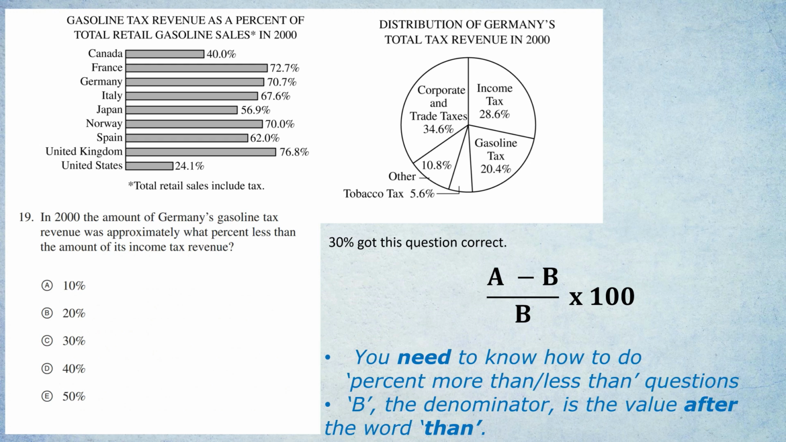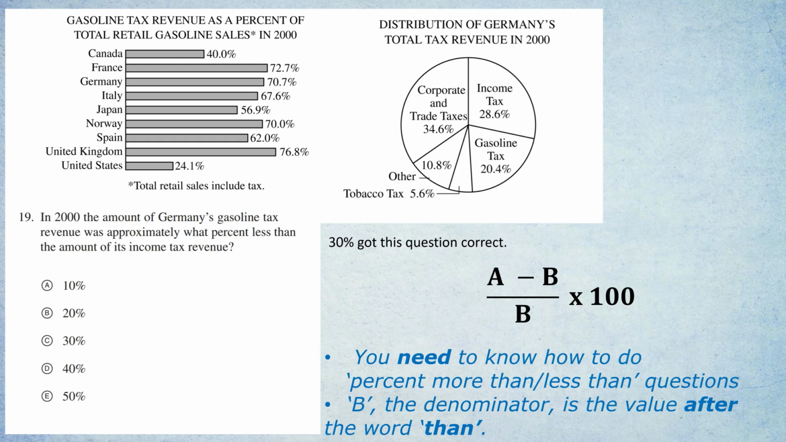Okay, let's do it. In 2000, the amount of Germany's gasoline tax revenue, which it says is 20.4%, was approximately what percent less than the amount of its income tax revenue, which was 28.6%. Now I know we don't have the actual numbers, but we can compare the percentages using the formula we all love. The formula you can see down below. Now, which number out of those two, 28.6 and 20.4, is going to be our B? Which one is going to be our denominator?